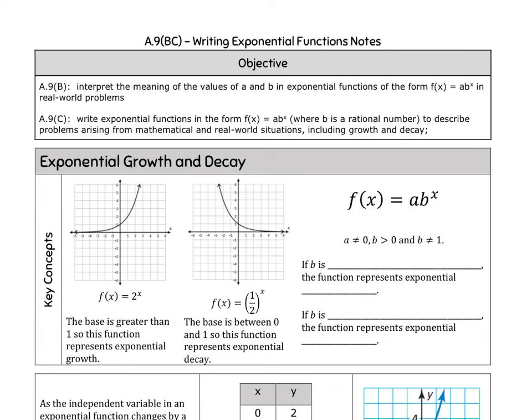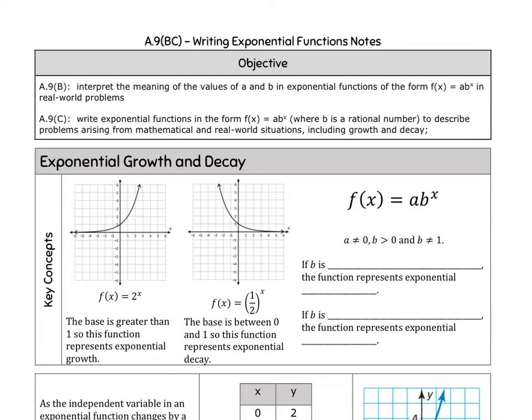Our goal is to be able to interpret the meaning of the value of a and b in the exponential function, ab to the x, and write exponential functions in the form f of x equals ab to the x. We want to be able to write these equations, not just graph them or look at the graphs. But it's actually pretty easy because the vocabulary makes a lot of sense to us compared to what we know from before. So we have two options for our equations.